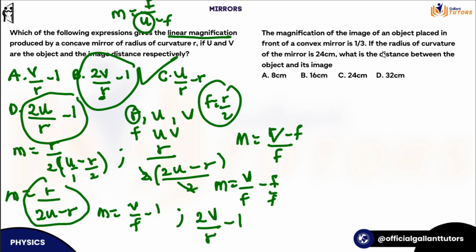Okay, so the next one: the magnification of the image of an object placed in front of a concave mirror is 1 over 3. Will it be plus 1 over 3 or minus 1 over 3? What do you think? It will be minus 1 over 3. Exactly. If the radius of curvature is 24 centimeter, what is the distance between the object and the image?